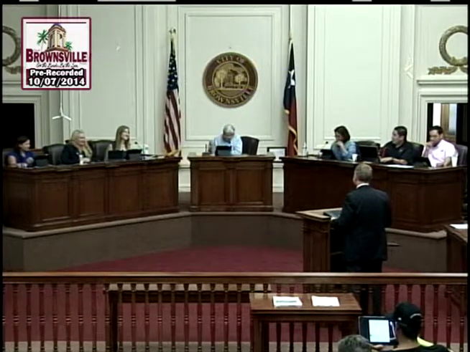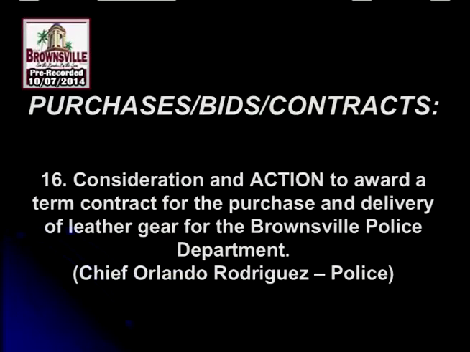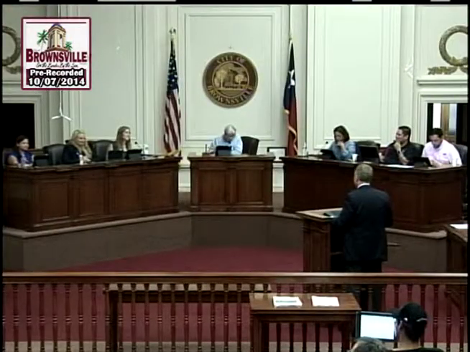Item 16, consideration and action to award a term contract for the purchase and delivery of leather gear for the Brownsville Police Department. In August this year, we solicited sealed bids. We got 2 vendors for our leather gear. Leather gear is holsters, belts, cuffs, and that kind of stuff for our personnel. We just went with the cheaper, which turned out to be Galls. We've worked with Galls for several years. GT was another good company, but $22,000 more expensive, so we went with the cheapest. And it's a good company. Motion to approve? Second. All those in favor say aye. Aye. Motion carries. Thank you.